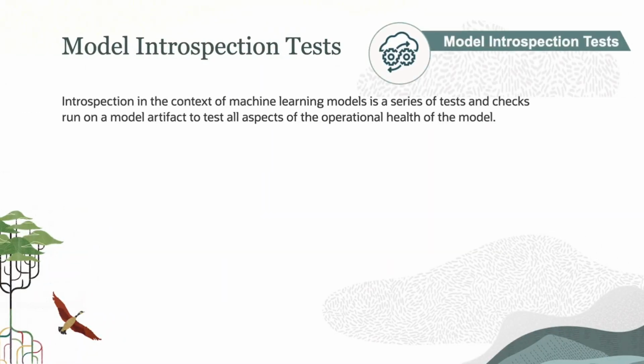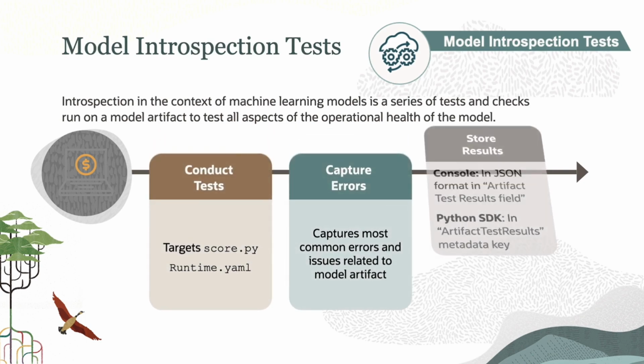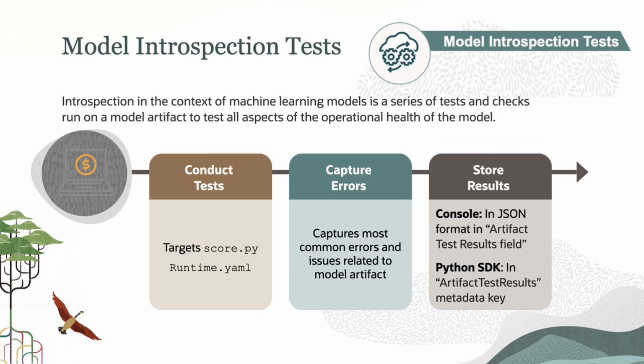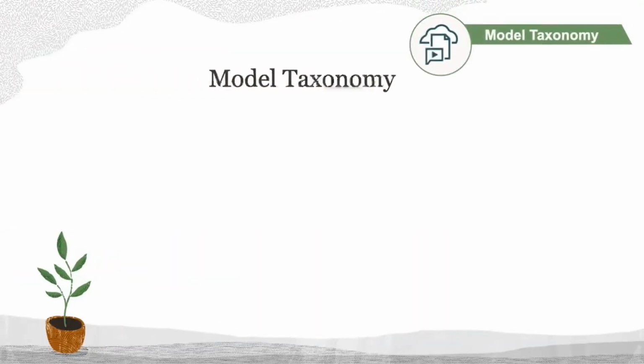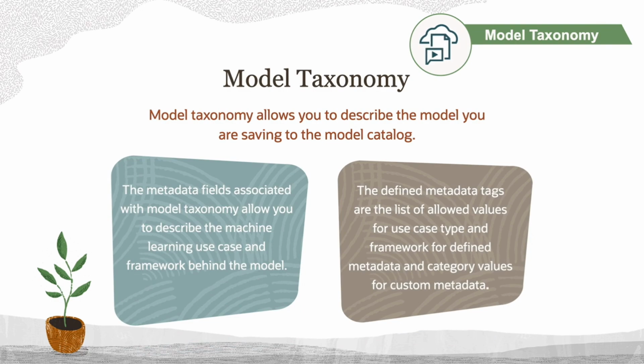Introspection tests are optional, and you can run them before saving the model to the model catalog. You can then save the test results as part of the model metadata. When you run the introspection tests, they generate a local test_JSON_output.json file.